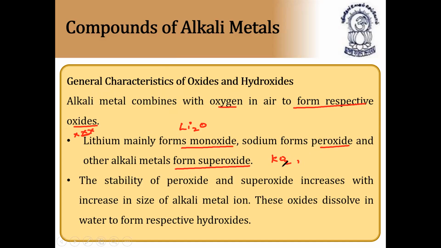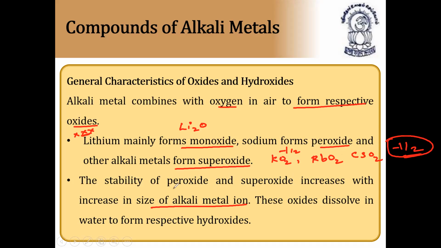That is the formula is KO2, and the oxidation state of oxygen is minus half in superoxides. Rubidium also forms superoxide, and cesium also forms superoxide. In superoxide, the oxidation state of oxygen is minus half. In superoxide, the oxidation state of oxygen is what? Minus half.